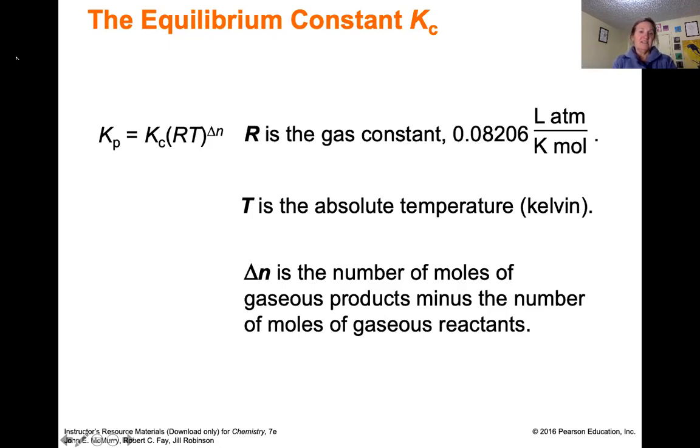And the delta n is the difference in number of moles of gas in the reaction, so gaseous products minus gaseous reactants, their stoichiometric coefficients. R is the gas constant, T is temperature, and delta n is the difference in the moles of gas on the product side minus the reactant side. So you can always write a Kc, and you can write a Kp if your reaction is taking place in the gas phase. This relationship wouldn't make any sense for an aqueous reaction, because then PV doesn't equal nRT. That's only true for gases.